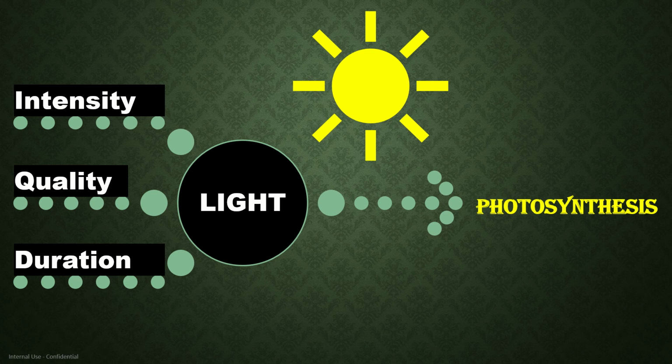Now coming to quality of light. Quality of light means what? What type of light or which quality of light is affecting photosynthesis? Blue and red light are best suited for photosynthesis. As per quality goes, fine.